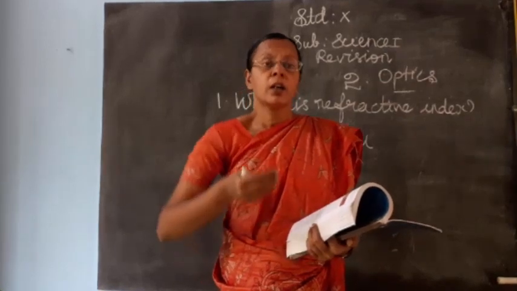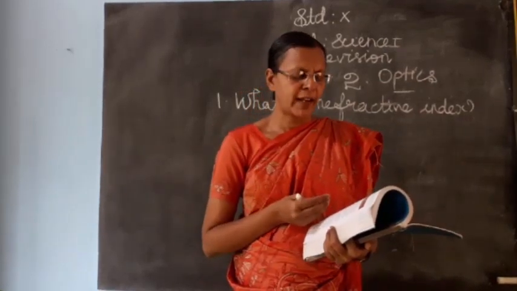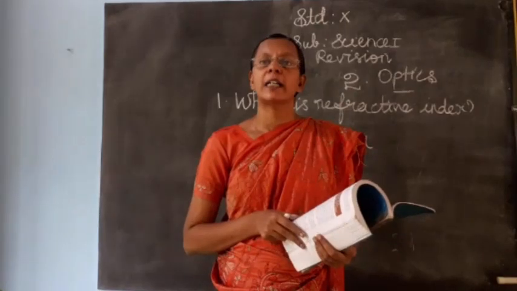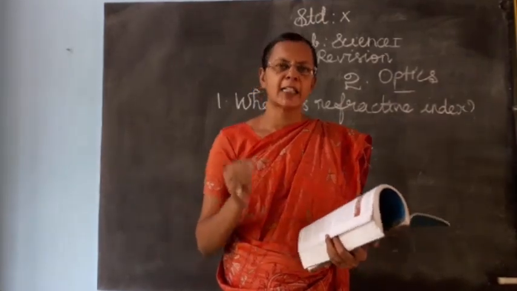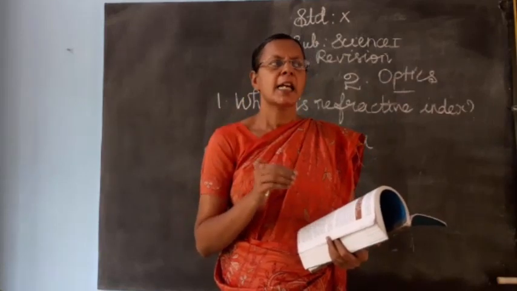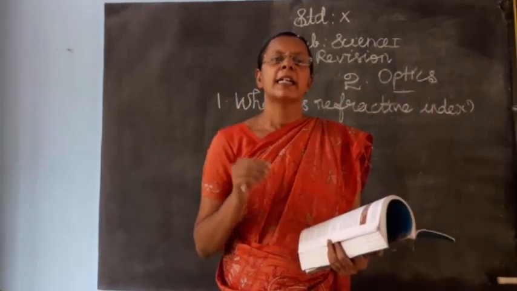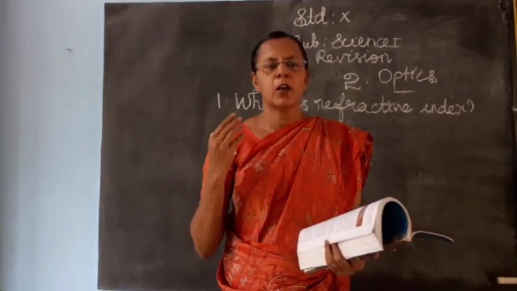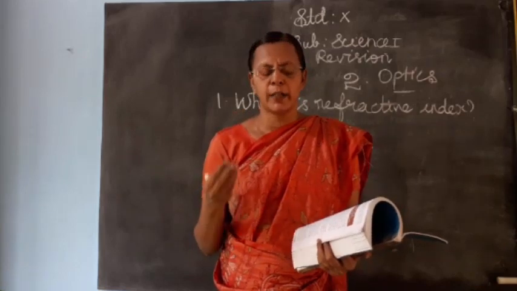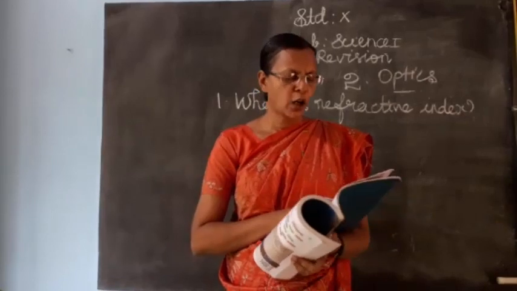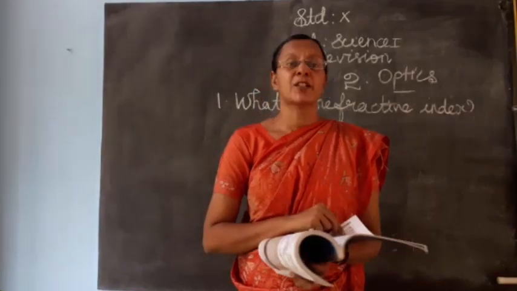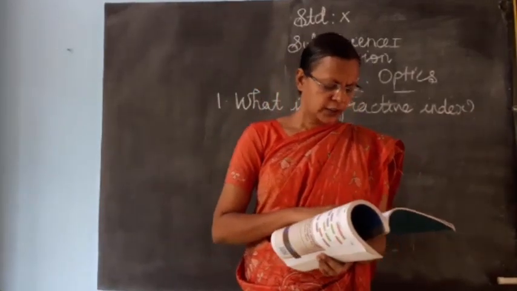So what is dispersion of light? When a beam of white light or composite light is refracted through any transparent medium such as glass or water, it is split into its component colors. This phenomenon is known as dispersion of light. Next, fifth question.